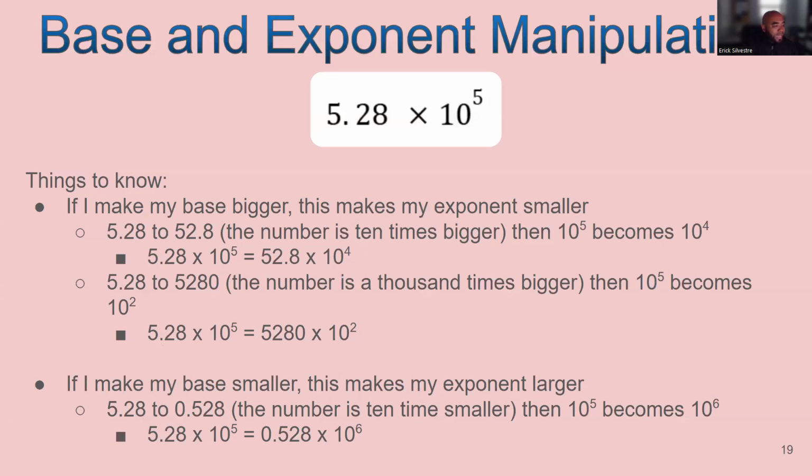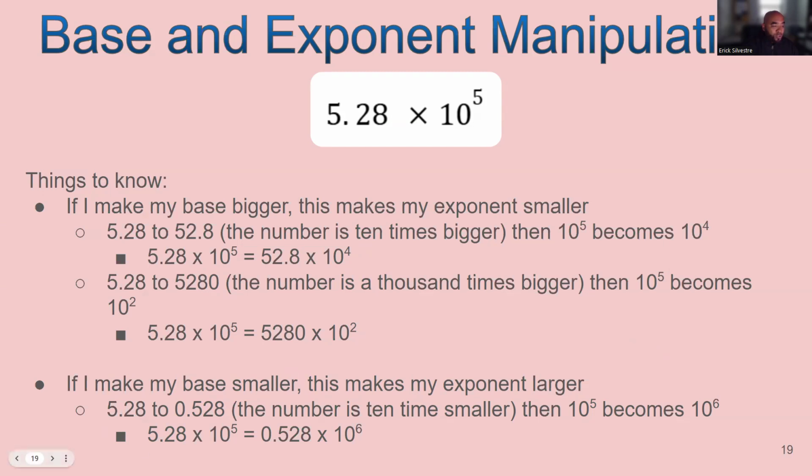All right. Now, if I want to make my base smaller, and this means that my exponent has to be larger. If you haven't noticed, you are doing the opposite. If your base changes, your exponent is going to change as well. So if my base becomes larger, my exponent will become smaller. If my base becomes smaller, my exponent is going to become larger.